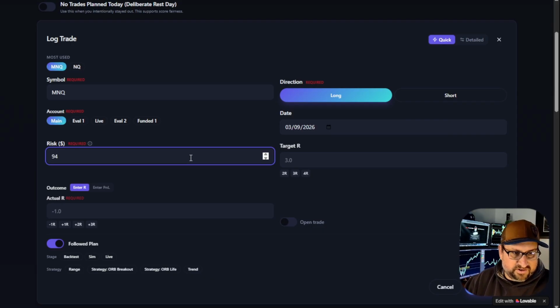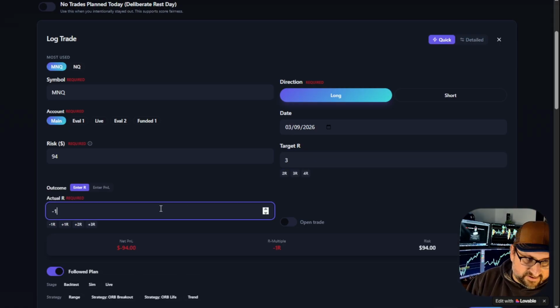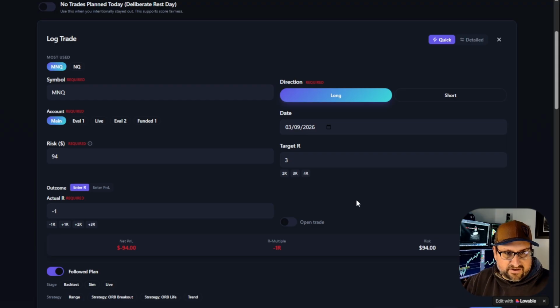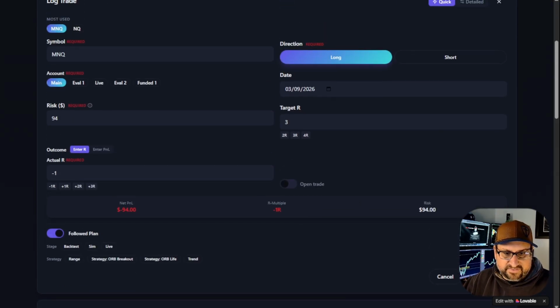It was almost a full 100. Target R was 3. Actual R was -1. Okay, $94 loss. Okay, this is where I'm good. If I'm off a couple dollars, I don't care. Every once in a while, I had a trade the other day that my account was up $1 compared to my journal. So I literally, instead of a $94 loss, I did a 95. Close enough for me. Okay, I'm not looking to count every penny like an accountant. I'm looking to keep track of myself and keep all that stuff.